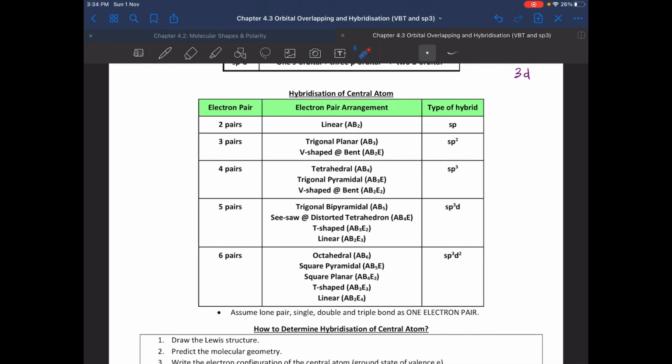So, for sp3d2, dia adalah 6 electron pair. Kalau dia adalah octahedral. Okay. That means dia tak ada lone pair. Tapi kalau square pyramidal, 1 lone pair. Square planar, 2 lone pair and so on. Okay. Alright. So, that is introduction to hybridization.